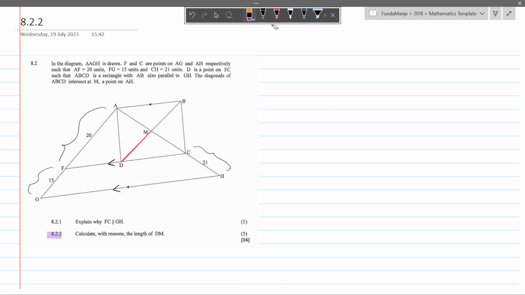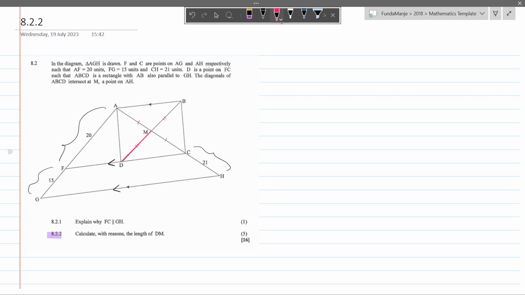Our thought process is, or at least my thought process would be, since I want to find MD, they mentioned that ABCD is a rectangle for a certain reason. So we need to leverage the properties of the rectangles we've seen in the previous question. This would be no different. We know that the diagonals of a rectangle bisect. So which means this will be equal to that, and this side would be equal to the other side. So what we can do is try and figure out the length of AC.